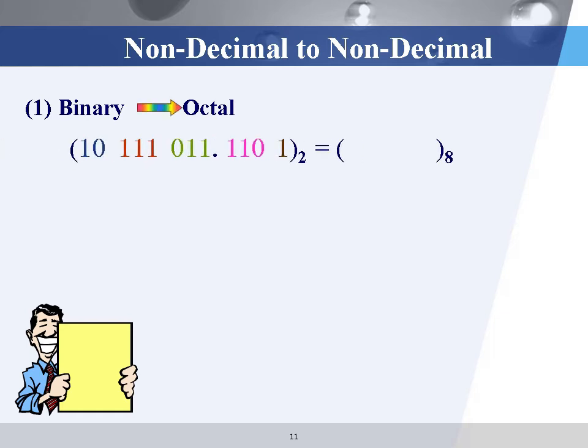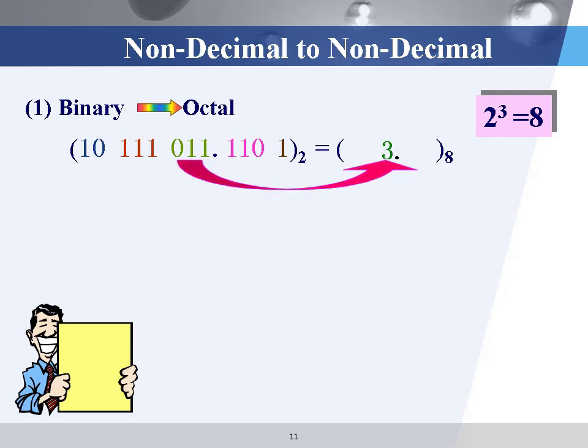For example, we have this number 10.111011.1101 in binary, and then we are going to convert it to octal. This will be quite different from the previous approaches because there is a special relationship between binary and octal: 2 to the third power equals 8. So we're going to use a different way to convert from binary to octal and vice versa.